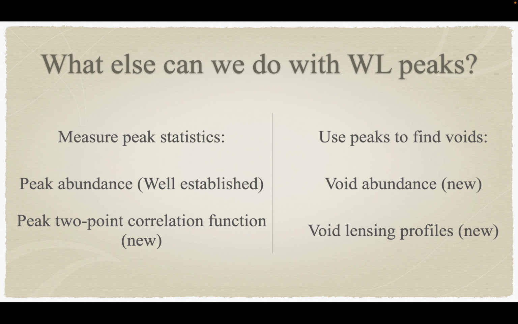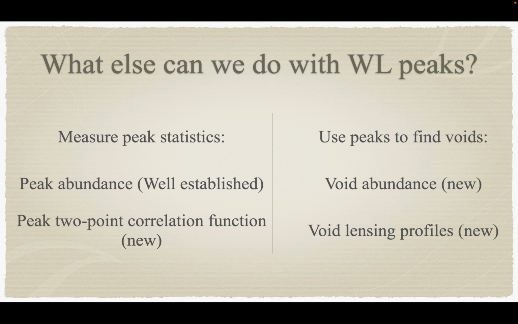So the question that I'm interested in for the rest of this talk is what else can we do with weak lensing peaks? Now, on the left, we could just continue measuring peak statistics. So we have the peak abundance, which is well established, and something that I will also be talking about is measuring the peak 2-point correlation function, which tells us how clustered the weak lensing peaks are and what cosmology information there is there. On the right, we could also use peaks to find voids.